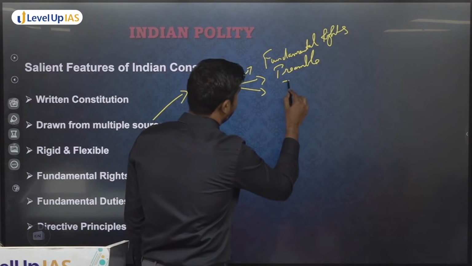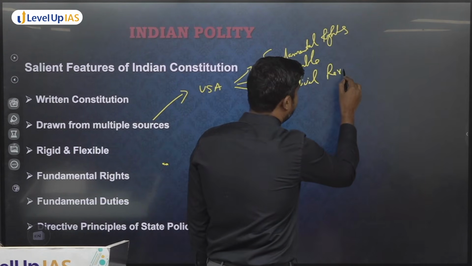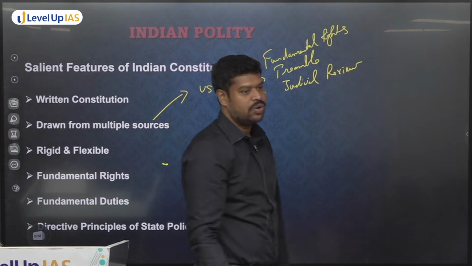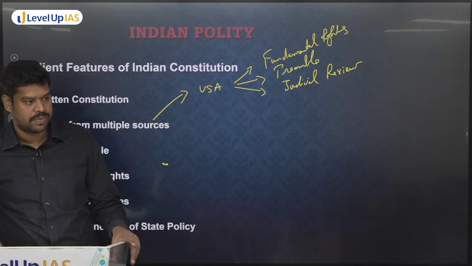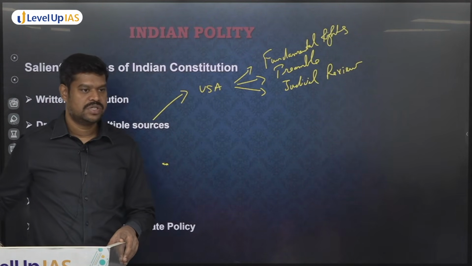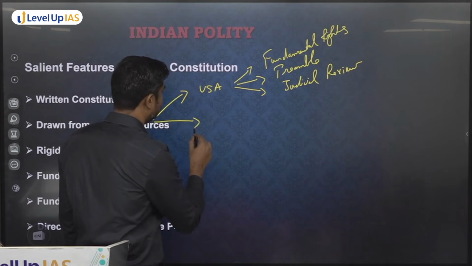Most importantly, the idea of judicial review. If at all you can compare the judiciary of India to any of the other countries of the world, it is similar to that of the American Constitution. So these are all important provisions that you have borrowed from USA. Of course, there are other provisions also, but these are some of the important ones.